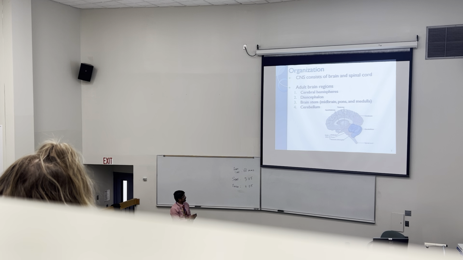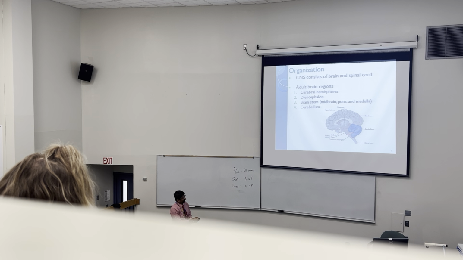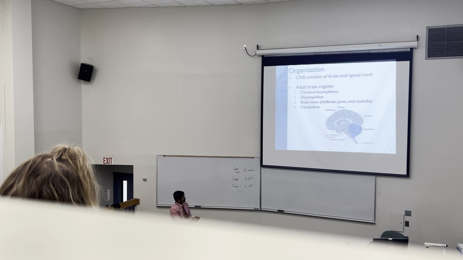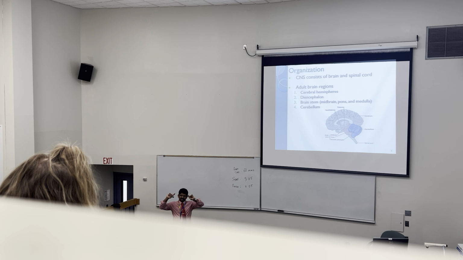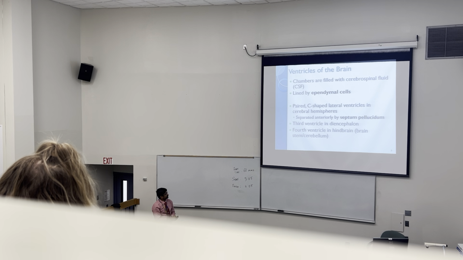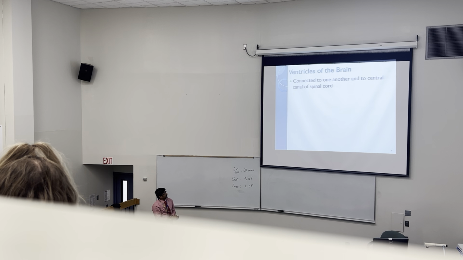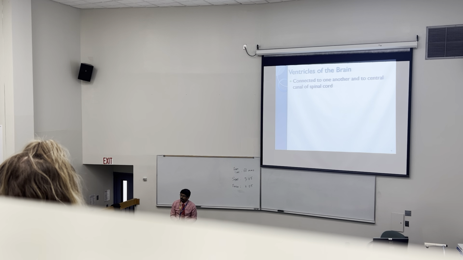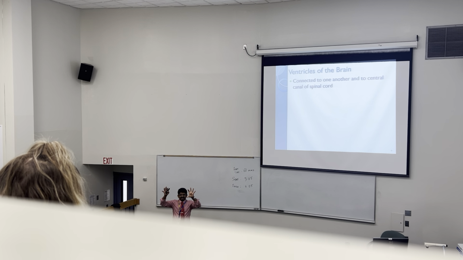So we go back to this image. The 3rd ventricle will be here, the 4th ventricle will be here. The 3rd will be within the diencephalon, and the lateral ventricles are in the cerebral hemisphere, so they are more lateral to the 3rd. In terms of fluid flow, the ventricles are connected to each other. CSF is actually produced within the ventricles themselves.